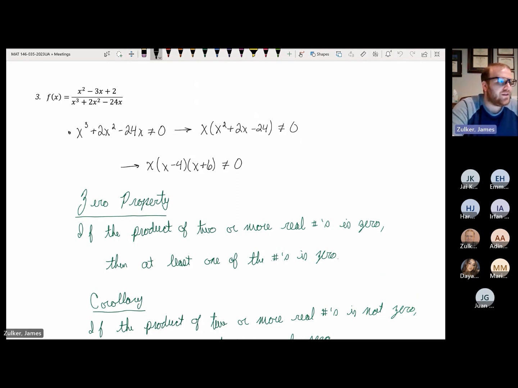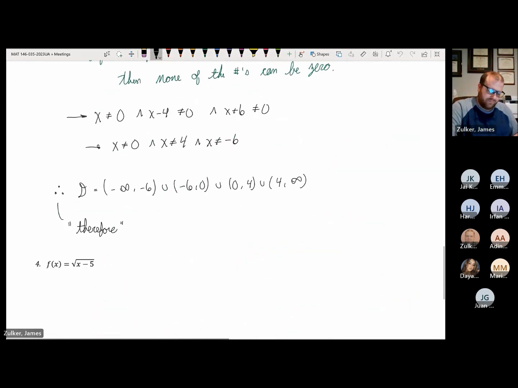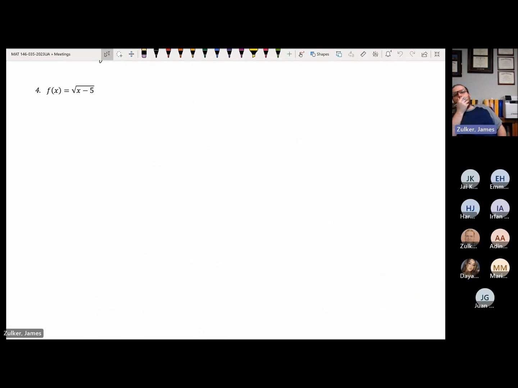Well, I just wrote that down as 6. It's not. It's number 4. Square root of x minus 5. We don't have a denominator, so we don't have to worry about that. But we do have a square root. That means that what we're taking the square root of, in this case x minus 5, has to be greater than or equal to 0. Which means x is greater than or equal to 5.